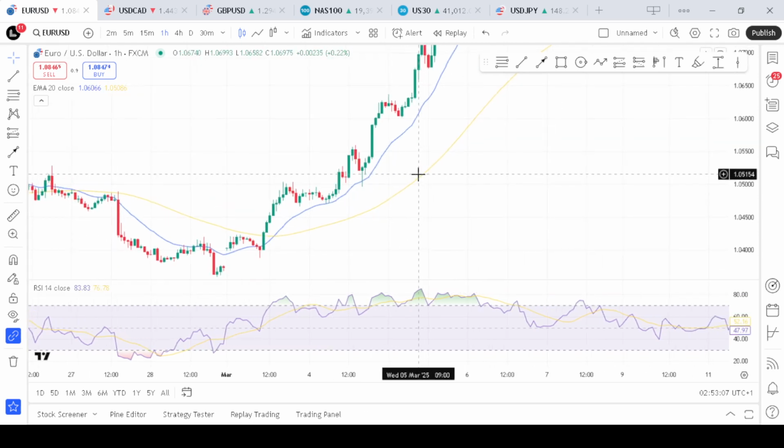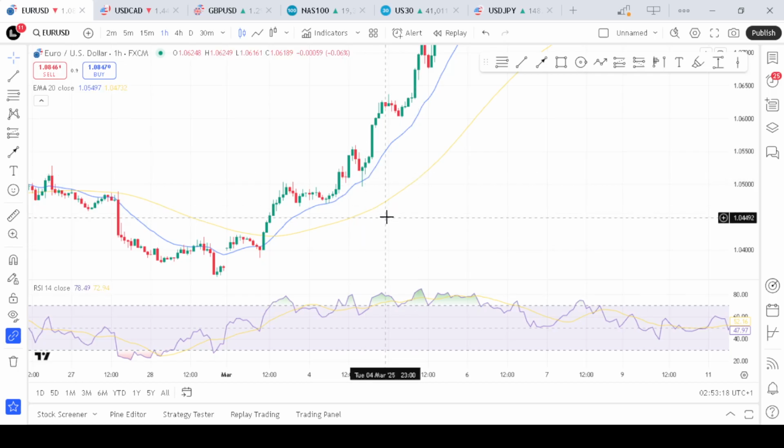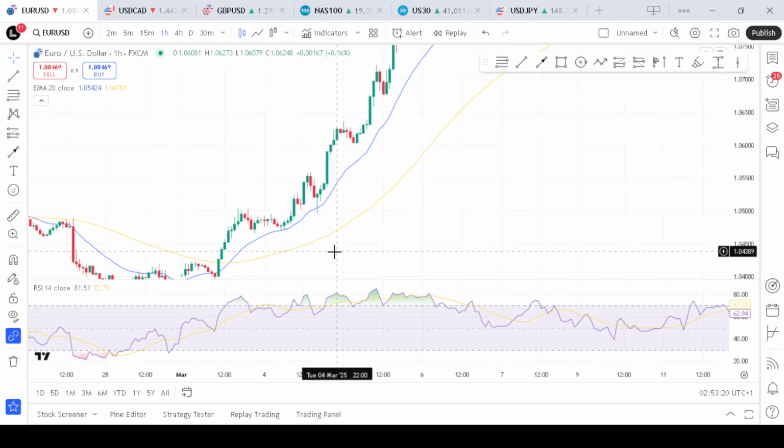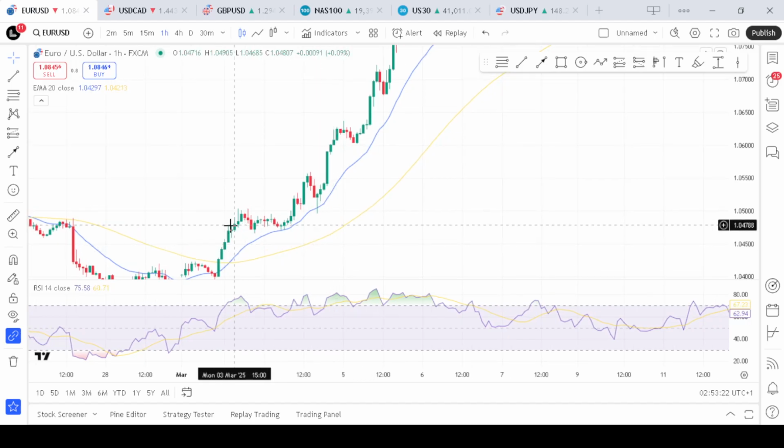Now, risk management is equally important in momentum trading. Always set a stop loss order to protect yourself from unexpected reversals. A good rule of thumb is to place your stop loss just below recent support levels, or above recent resistance levels for short trades. This ensures that your losses are limited while allowing your profits to run during a strong trend.